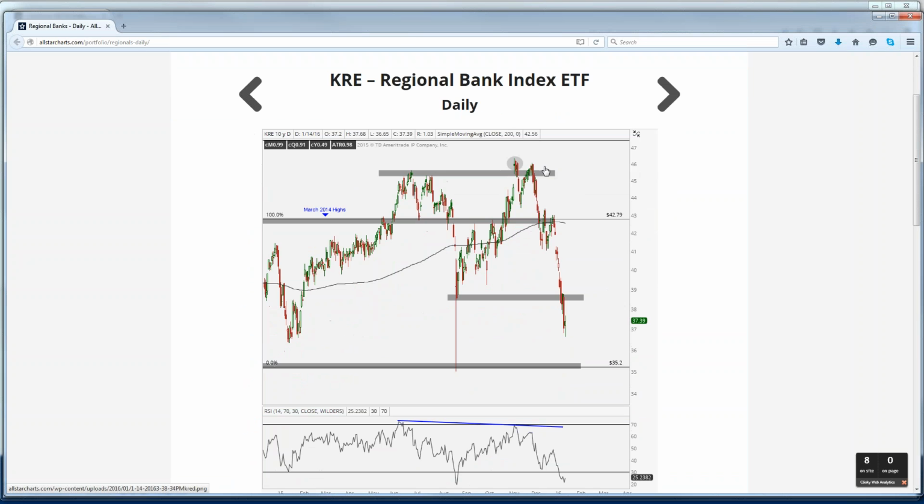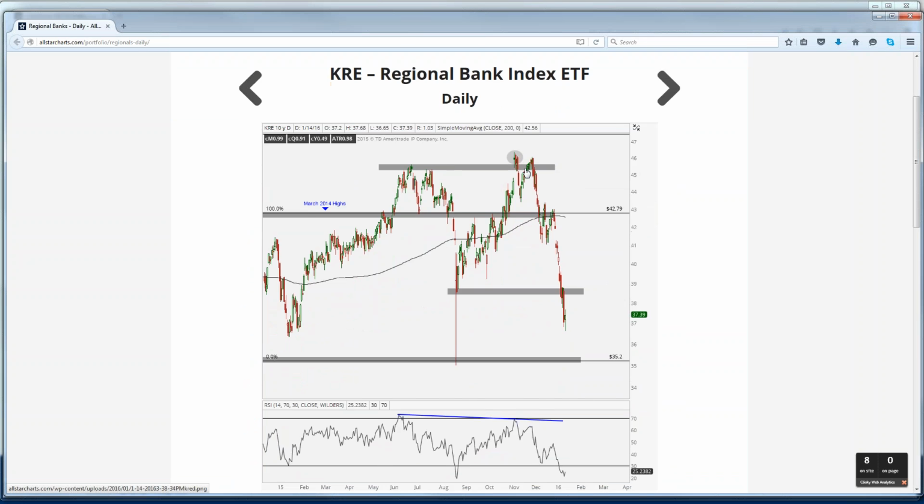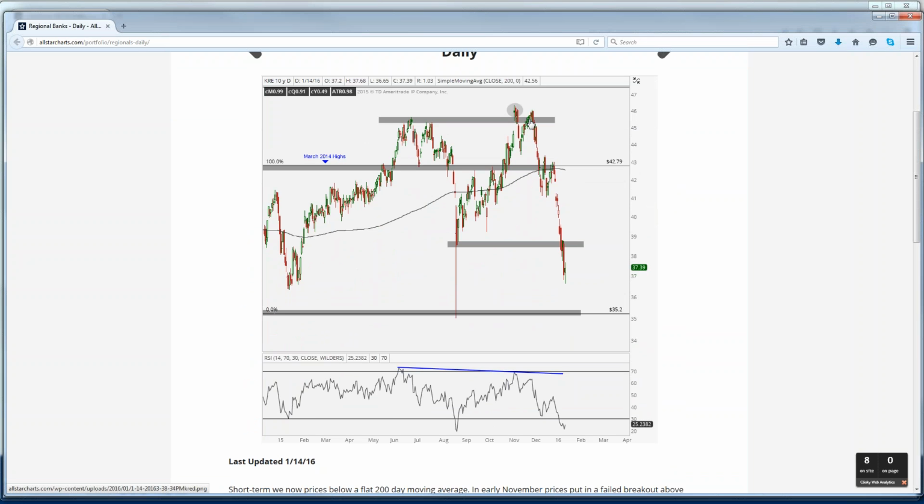And we've wanted to be short all the way from up here when we were near 46. That failed breakout was very telling. From failed moves come fast moves in the opposite direction. The risk reward here was skewed very much in favor of the bears.